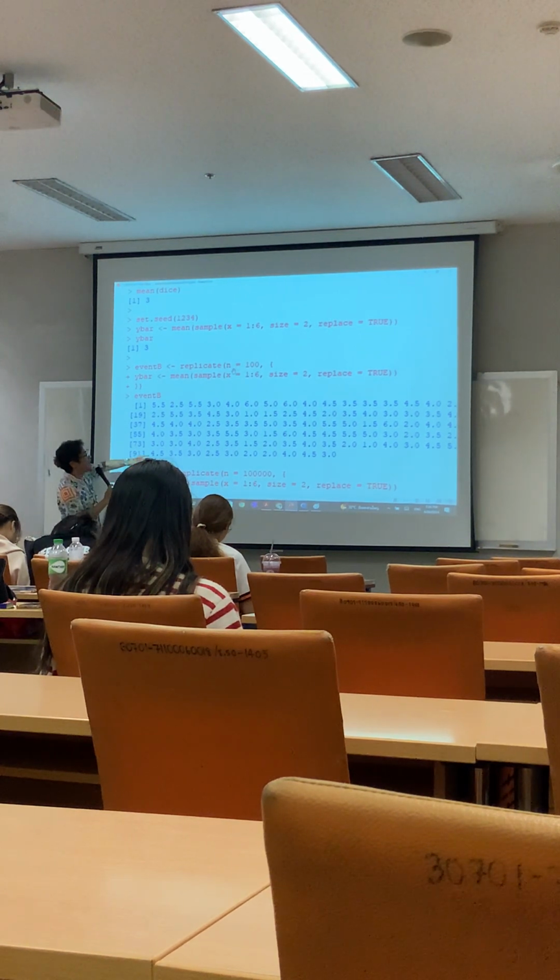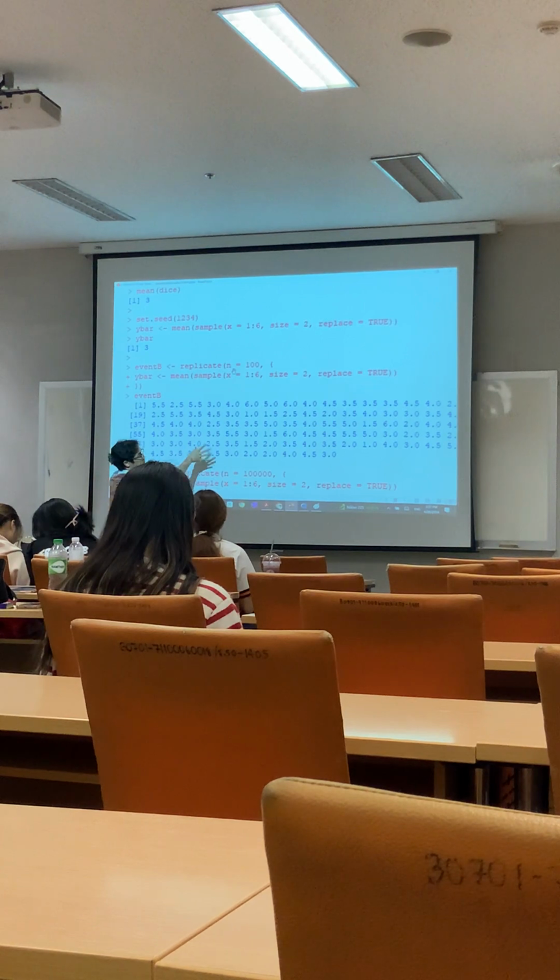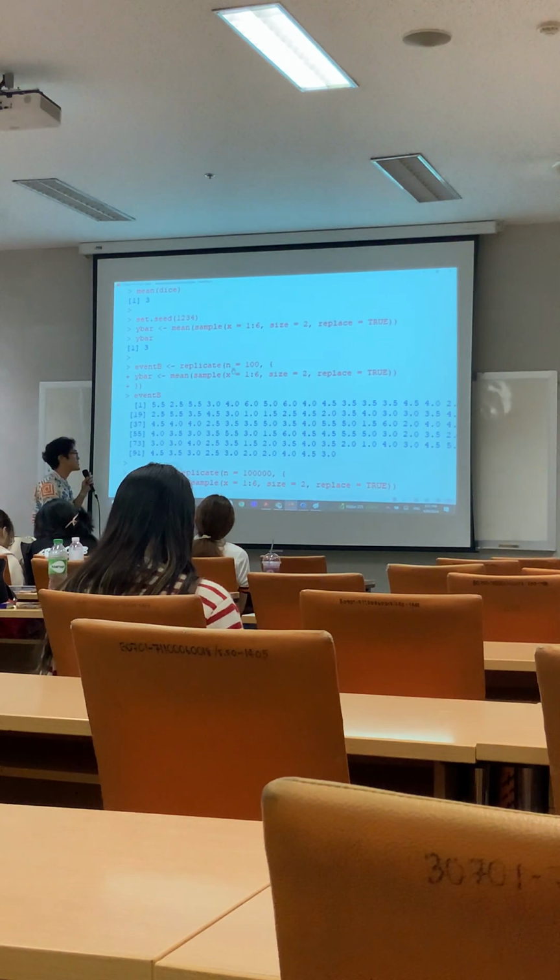What you see here is that even though the outcome of the dice is 1, 2, 3, 4, 5, 6, the sample mean from that can take more than 6 outcomes. It could be 5.5, 2.5, 4.5, right? But even though there are more than 6 outcomes, you still see a pattern, right?